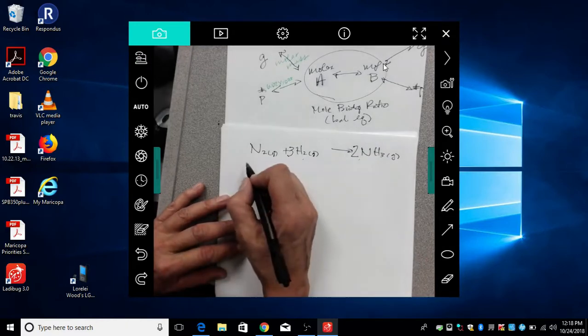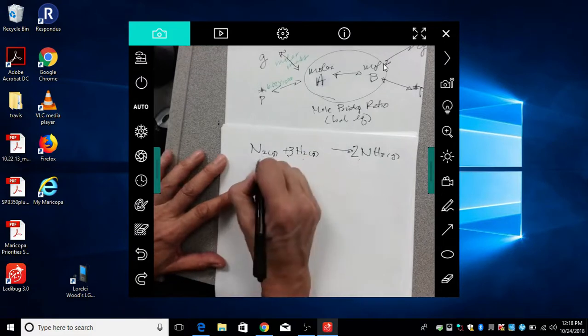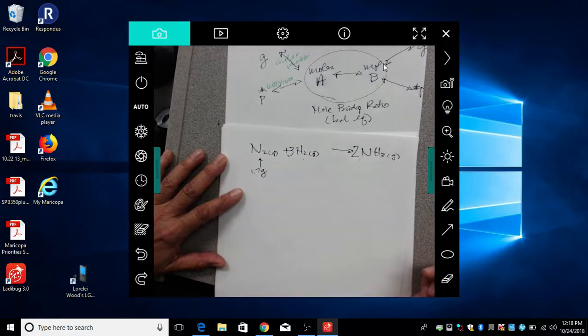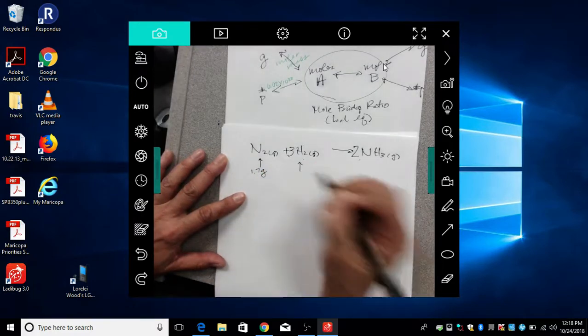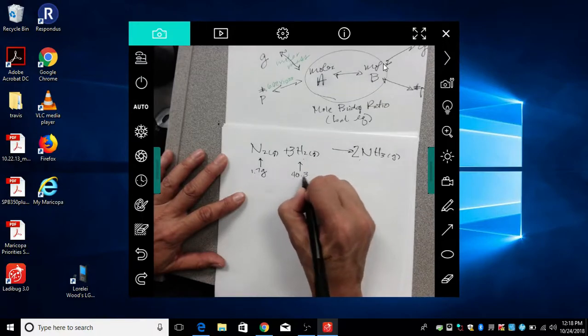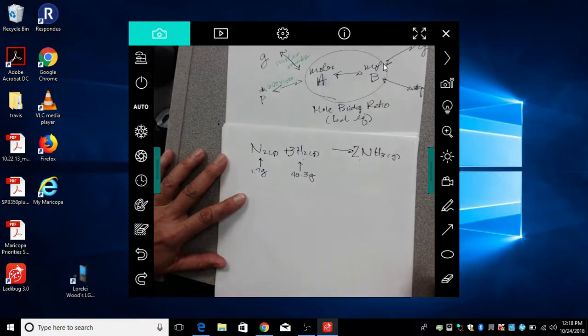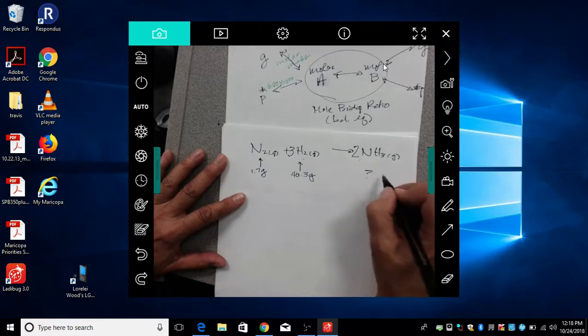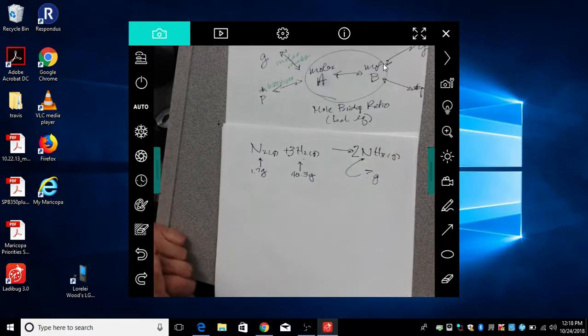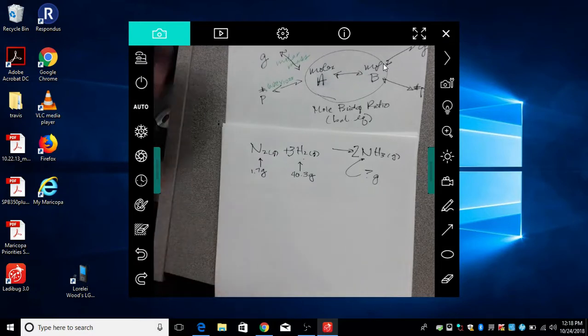So say, for example, the problem would say you have 1.7 grams of nitrogen gas. Say we got a whole bunch of hydrogen gas, say we have 40.3 grams of the hydrogen gas. We want to know how much in grams of ammonia can I make. So we got to use our limiting reagent idea.